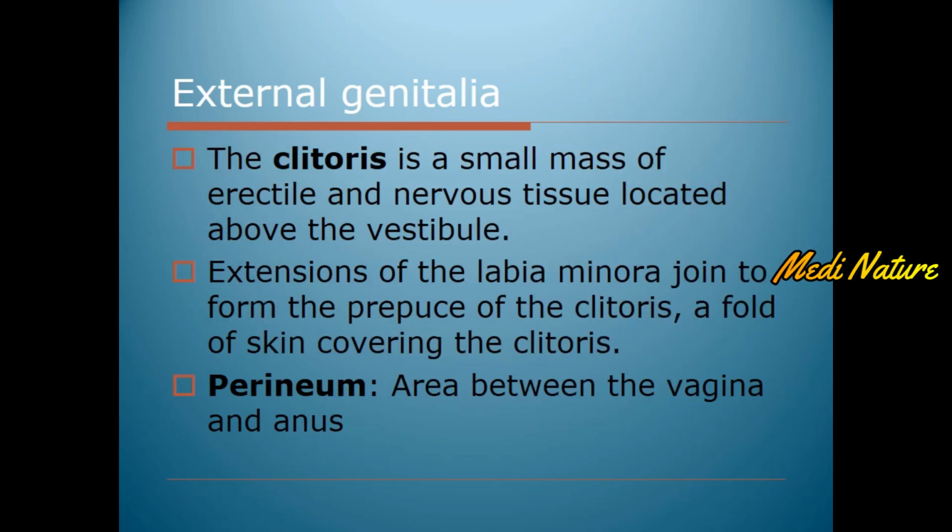The clitoris is a very small mass of erectile tissue and nervous tissue which is located in the upper end of the vestibule. The extensions of the skin folds of the labia minora join with each other at the clitoris, and they form the prepuce, or a fold of skin which covers the clitoris. The clitoris is similar to the penis of the male reproductive system. The perineum is the area between the vagina and the anus.